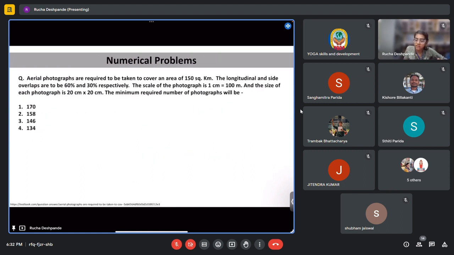So we'll try to do some numerical problems based on the side lap, overlap concept and scale. So maybe you can try this problem for a while.